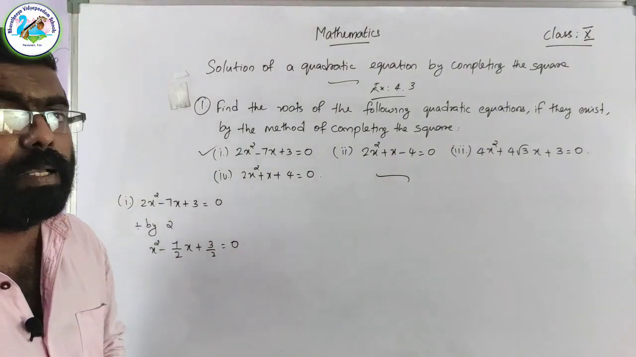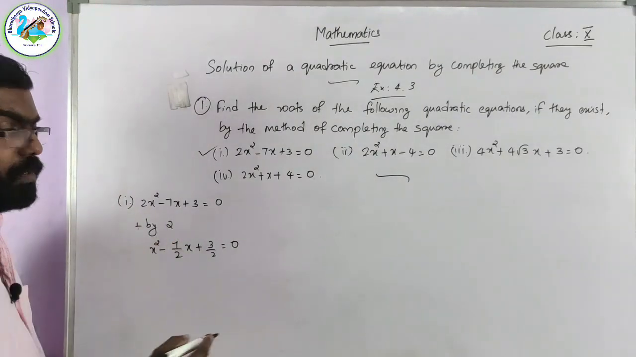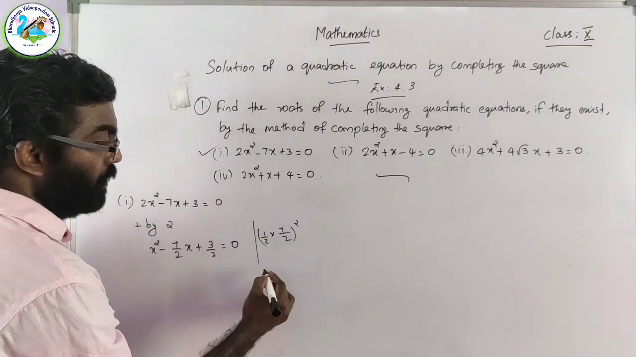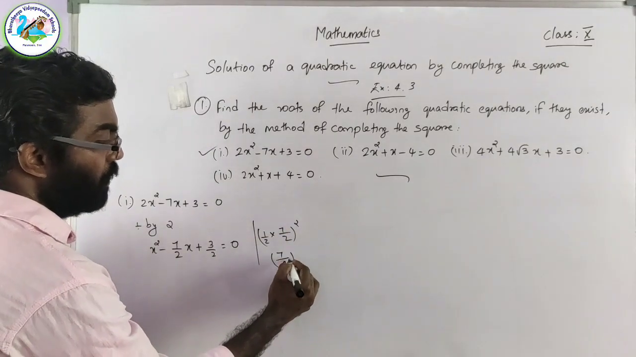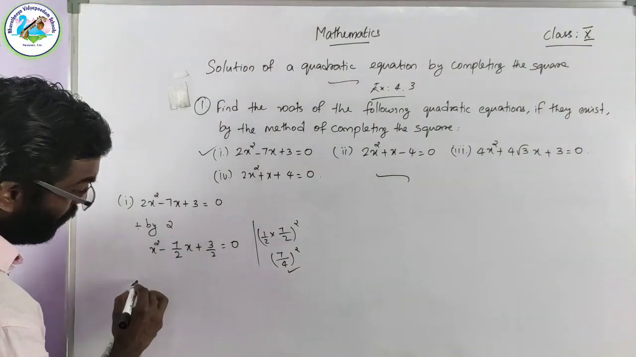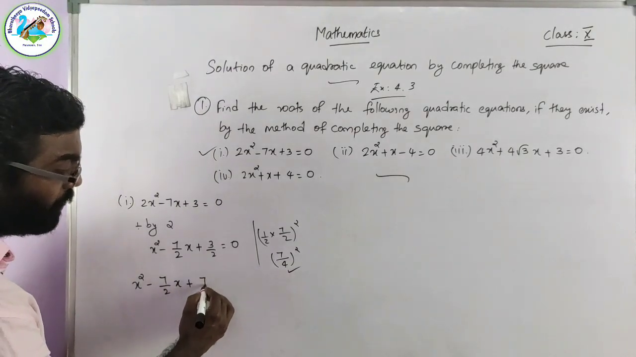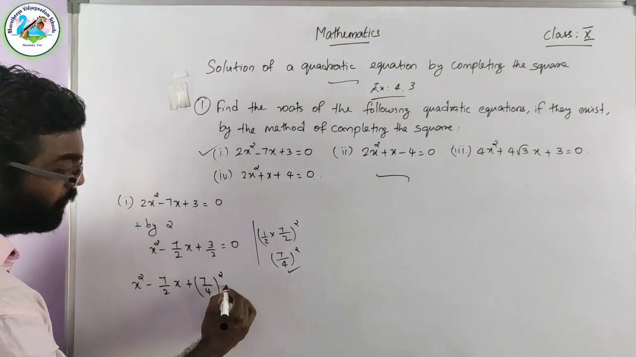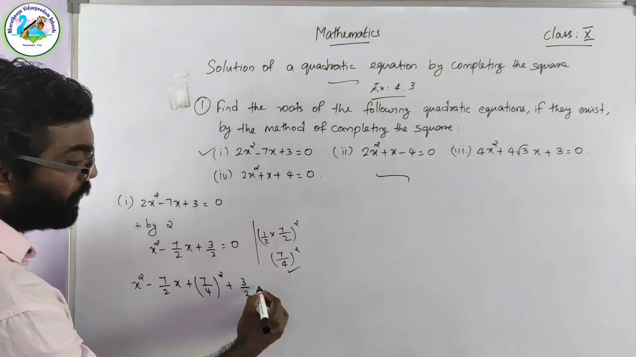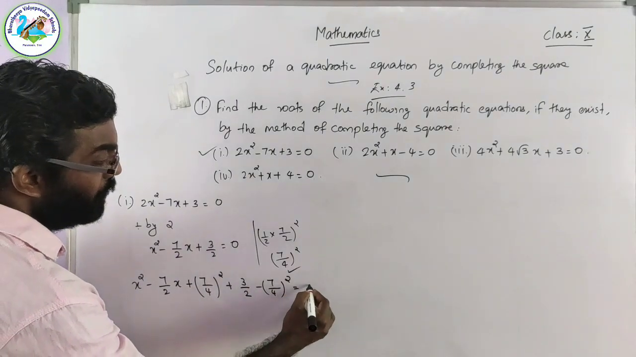Now what is the second step? Add and subtract half into coefficient of x the whole square. So half into 7 by 2 the whole square, that is 7 by 4 the whole square. This term we have to add and subtract. So x square minus 7 by 2x plus 7 by 4 the whole square, then plus the last term 3 by 2, after that minus 7 by 4 the whole square, which is equal to 0.